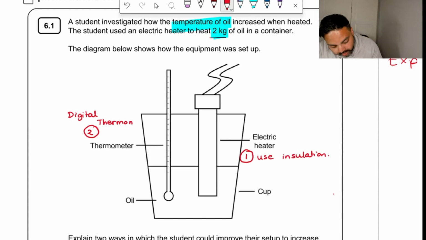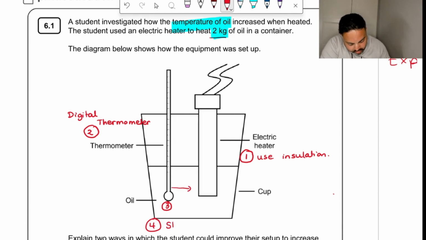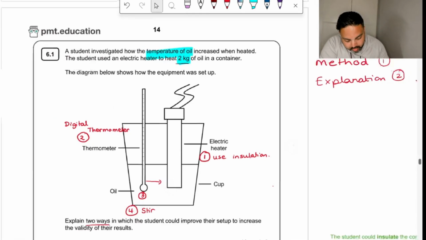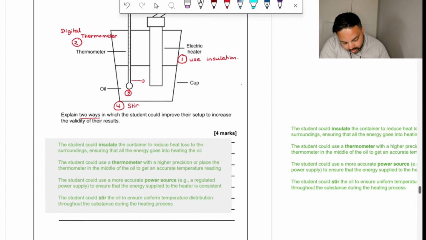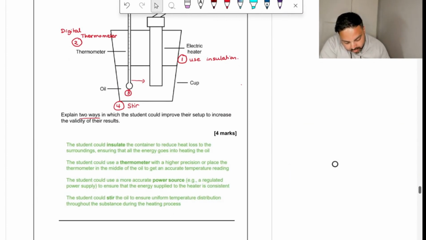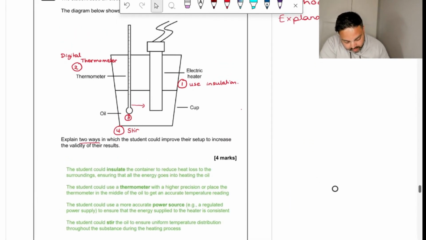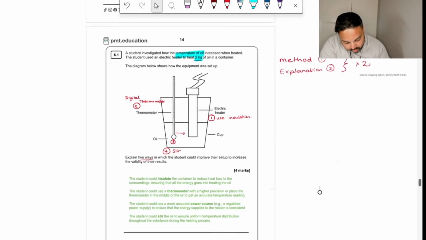is thermometer. Next thing I could do, number 3, I could put the thermometer in the middle. And number 4, what I could do is stir. Okay, so those are the different ways that you could take this experiment and improve it and make it more accurate. I'm going to copy this from the mark scheme, because this is exactly what the mark scheme is saying.